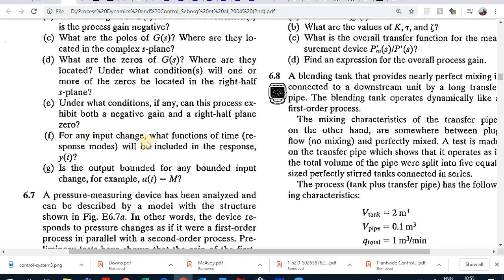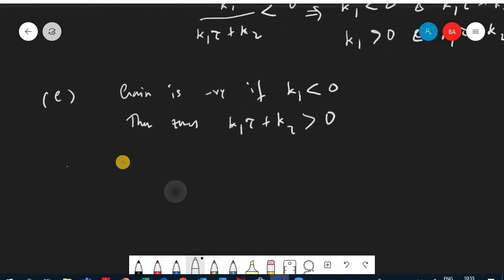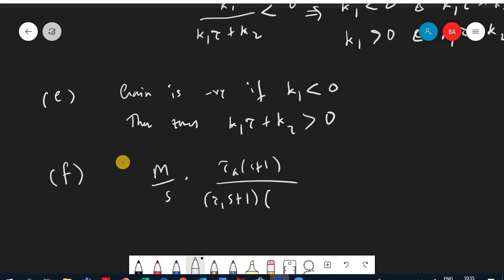Okay, great. For any input change, what functions of time will be included in the response? If we are just looking at what is y of t for any input change, in this case, if I have any input change, which is m over s, to a second order process, we are going back to our knowledge about the overdamped and underdamped.